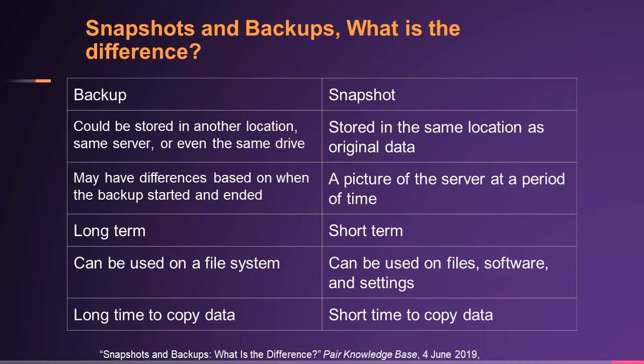A backup is more of a long-term solution, whereas a snapshot is more of a short-term solution. A snapshot is faster than a backup. A backup can be used on a file system, whereas a snapshot can be used on files, software, and settings. It could take a snapshot of software, it could take a snapshot of settings, all that. So a snapshot takes a short time to copy data, and a backup takes a long time to copy data. Next slide.